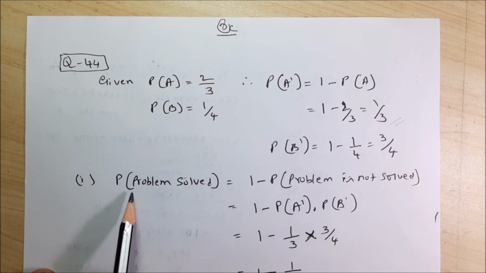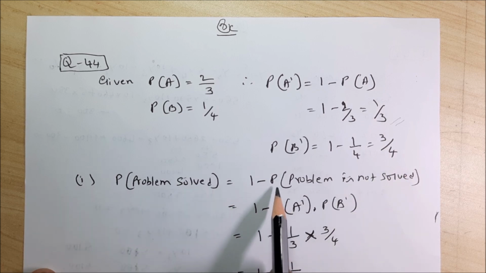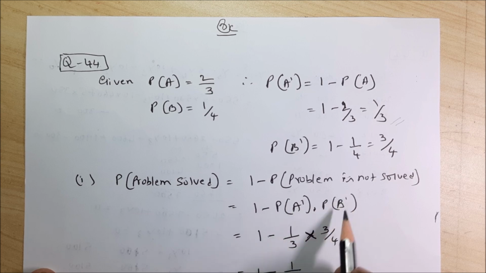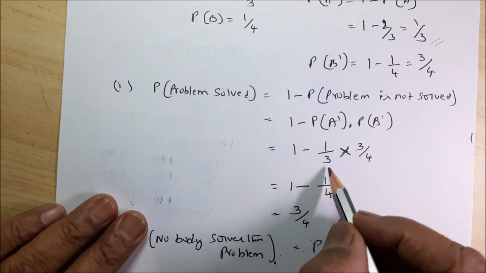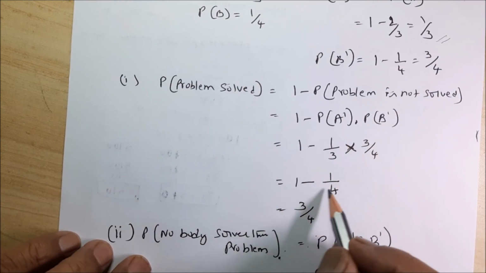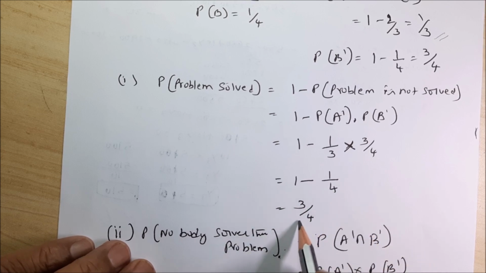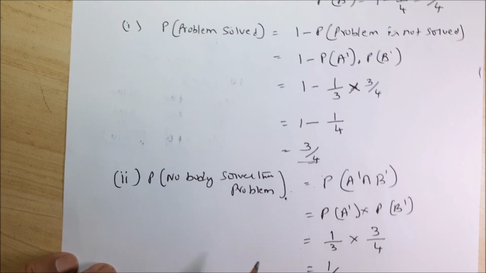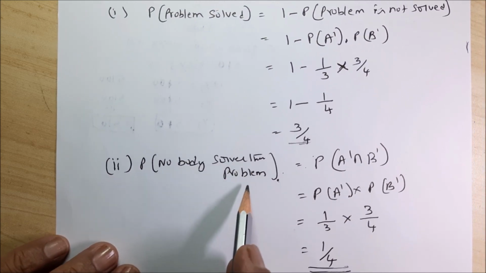First question: P(problem solved) is 1 minus P(problem not solved), that is 1 minus P(A') into P(B'), which is equal to 1 minus 1/3 into 3/4, that is 1 minus 1/4. The 3 gets cancelled as it is, then it becomes 1 minus 1/4. The probability that the problem is solved is how much? 3/4.